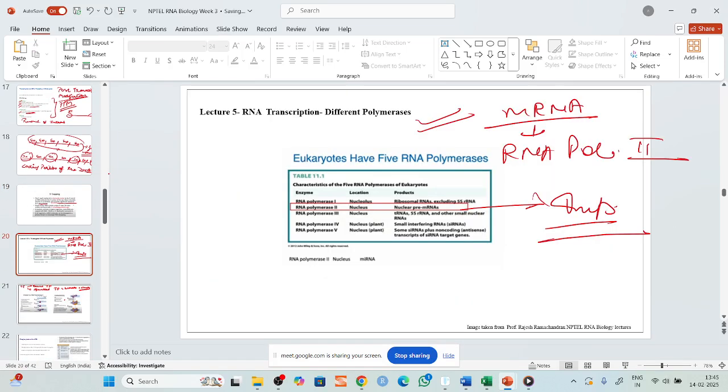And then different kinds of polymerases. In eukaryotes, we have different kinds of polymerases for the synthesis of different types of RNAs. But RNA polymerase 2 is needed for synthesis of the mRNA. This is important. Then for rRNA, RNA polymerase 1 is there. For tRNA, 5S RNA and other small nuclear RNAs, RNA polymerase 3 is there, and 4 and 5 are basically for plants.